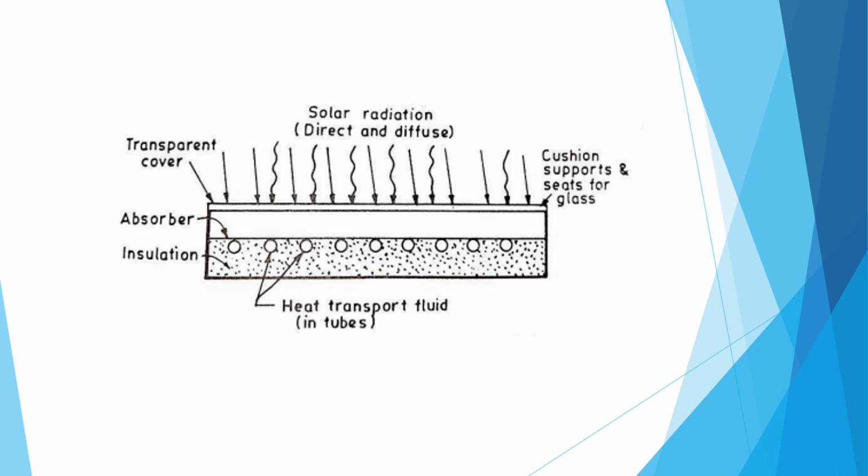It has a cushion, supports and seats for glass, and solar radiation which might be direct or diffuse radiation types. This straight line is the direct radiation and the wave type is the diffuse radiation. So this is a transparent cover. This one is the absorber and insulator. Below the absorber there is an insulator, and these circles are heat transfer fluid, that is the tube in which water circulates.